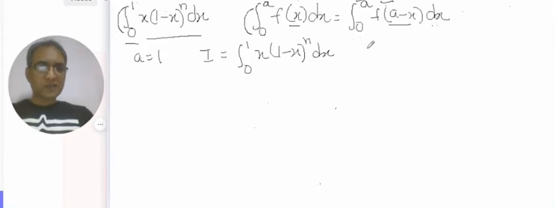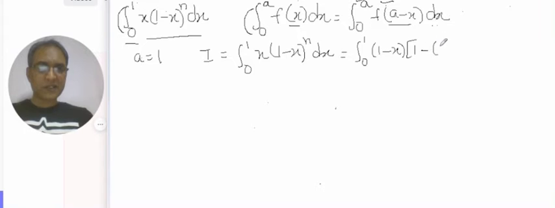Now, as I just told you, in place of x, we can substitute a minus x. Our a is 1 here. So in place of x, I am substituting 1 minus x. This I have substituted in the first bracket. And similarly, in the second bracket, this will be 1 minus, in place of x, I am substituting 1 minus x. This is whole to the power n dx. So in the question, wherever x was there, I have substituted 1 minus x.